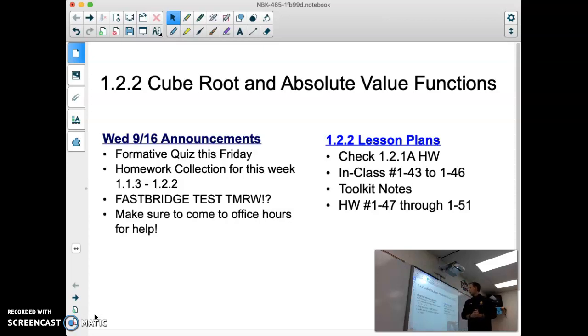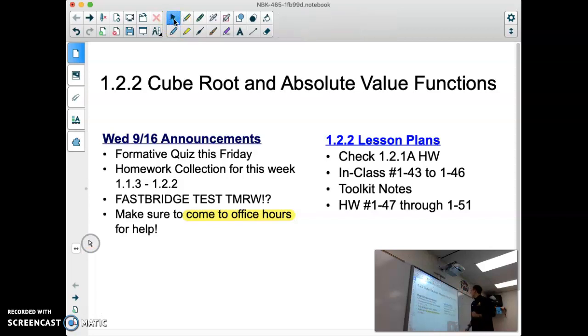Homework collection will also be Friday. The FastBridge test will be tomorrow, so make sure you are in your live class so we can take that. And again, if you are struggling with anything or just confused, or want to stop in and say hi, please come into office hours for help. We are all happy to help you, all 5 of us on the Algebra 1 team.